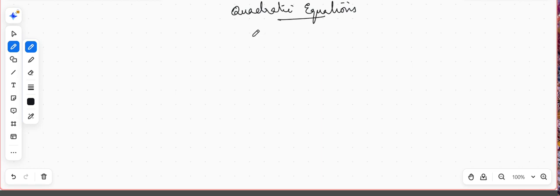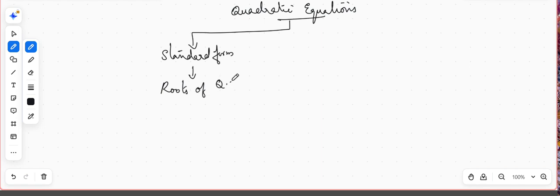There are basically three topics. The first one is we learn about the standard form of quadratic equation, and then we learn how to find the roots of quadratic equation. In roots of quadratic equation, there are different methods. What are the different methods? First is by grouping. What do you mean by grouping? It's nothing but factorization, alright?